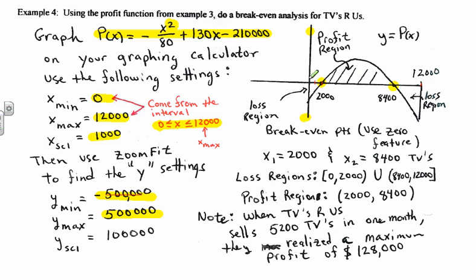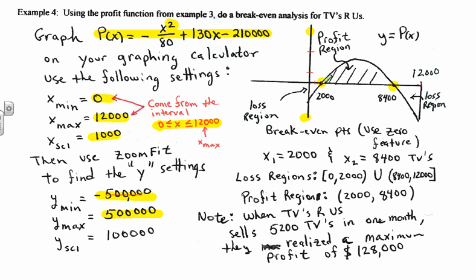Again, I don't want too many points along the y-axis, so I use a scale of 100,000. That means the first tick mark on the y-axis will be 100,000. The second tick mark will be at 200,000, and so forth. Okay, so now that we set up the window, this is the graph that we get on our viewing screen.